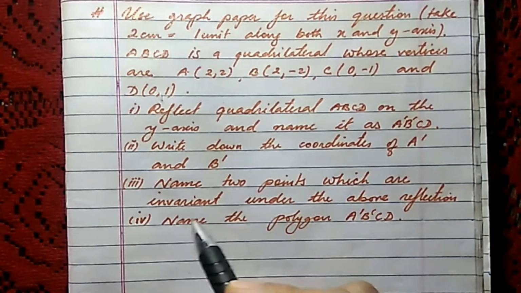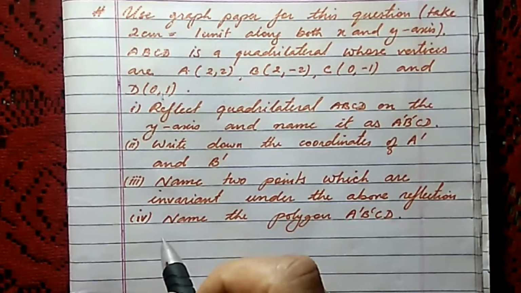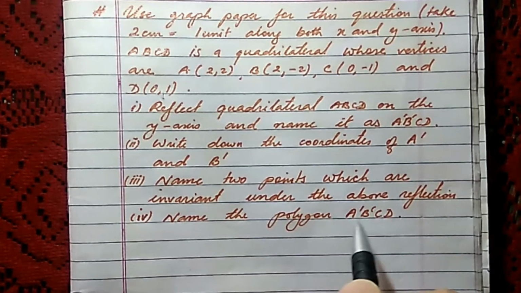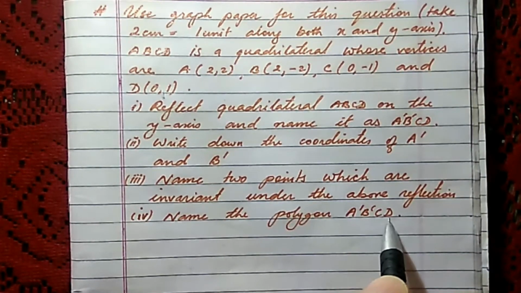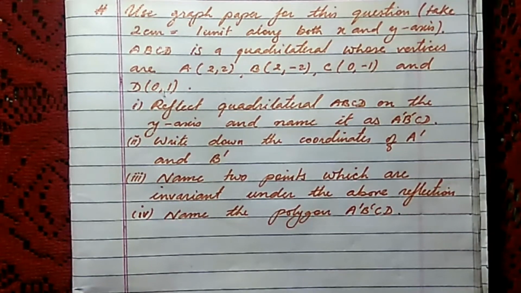Name 2 points which are invariant under the above reflection. And lastly, number 4. Name the polygon A dash B dash C D. We can read it as A dash B dash C D or A prime B prime C D.